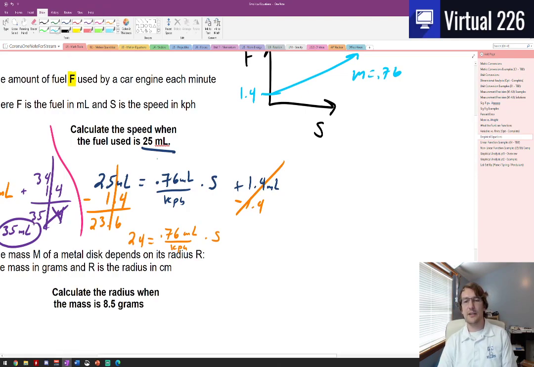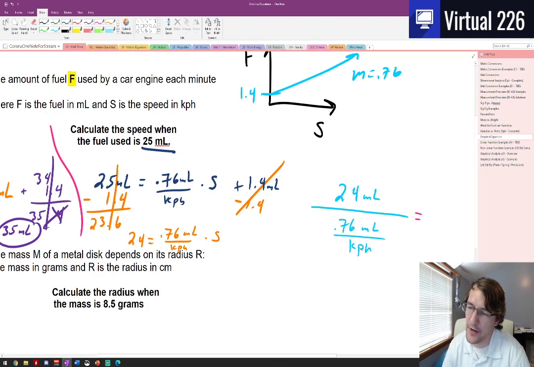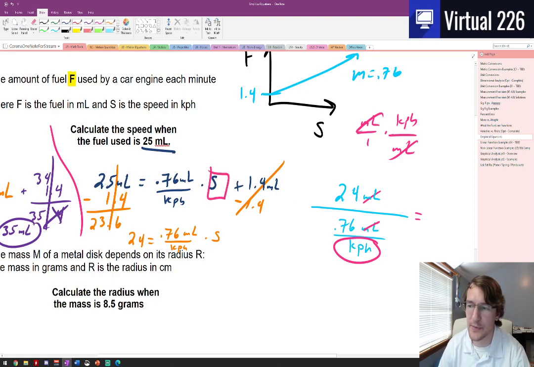And then what I need to do is divide each side by the 0.76. So I'm going to have 24 milliliters divided by 0.76 milliliters per kilometers per hour. When I do this, it's important to remember that when you divide by a fraction, it's like multiplying by the reciprocal. So these milliliters are actually going to go away, because it's like saying milliliters over 1 times kph over milliliters. So the milliliters go away. My answer will be in kph, kilometers per hour, which is a speed that I'm looking for.